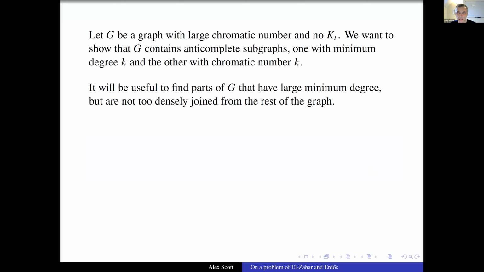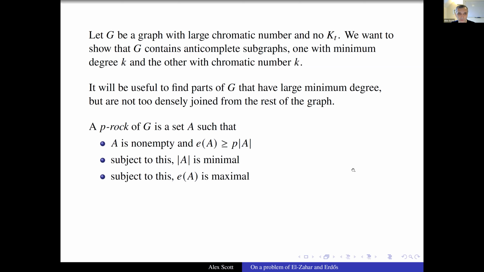Okay, so first of all, it's going to be useful to find parts of the graph where they're kind of reasonably dense. The vertices outside aren't too dense into the subgraph that we've got. So we're looking for a subgraph where it's got large minimal degree, but vertices outside don't see too much of it. Okay, so the tool here is going to be this notion of a p-rock. So a rock, p is the parameter. So it's a set A where the number of edges is at least p times the number of vertices. So the number of edges in the subgraph induced by A is at least p times the number of vertices.